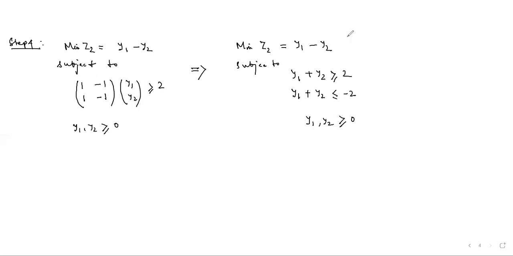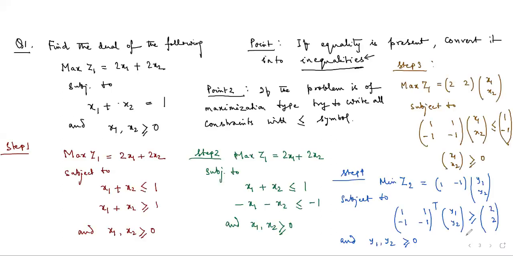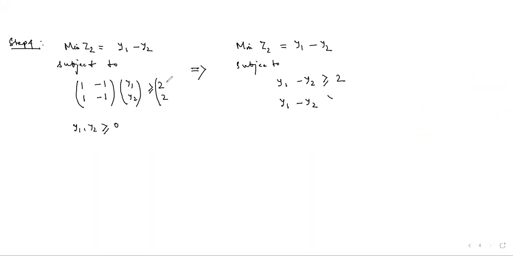Now you multiply the thing. And what will you get? You will get the following. So y1 minus y2, which will be greater than or equal to 2. Now it is all right. y1 minus y2 greater than or equal to 2, and again 2 greater than or equal to 2. And y1, y2 greater than or equal to 0.